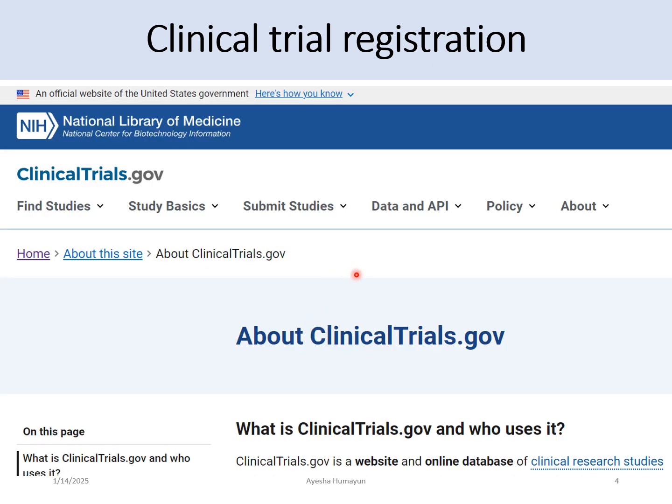Here you can see the website of clinicaltrials.gov, and here we can have a clear idea according to the country, according to the disease, or according to the funding source. There are multiple options to extract the data about clinical trials. So I have done some extraction and I will show it in further slides.